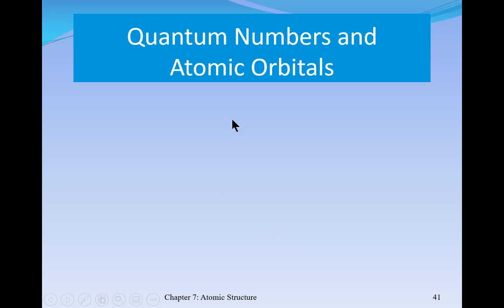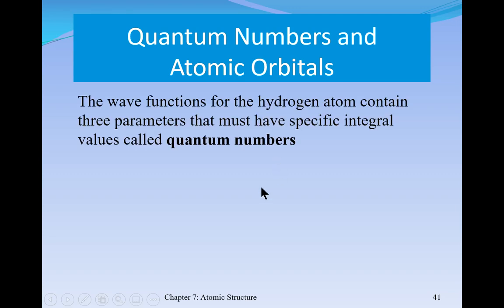Okay, so now we're going to get into a discussion of quantum numbers and atomic orbitals, and this comes out of the calculations done by Schrödinger, because if you remember, we said that the solutions to the Schrödinger equation are what we call wave functions. And in order for us to get those wave functions, those wave functions must have three parameters that we call quantum numbers. And these numbers are integers, all right?